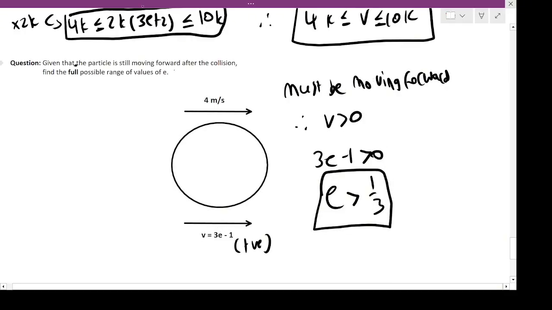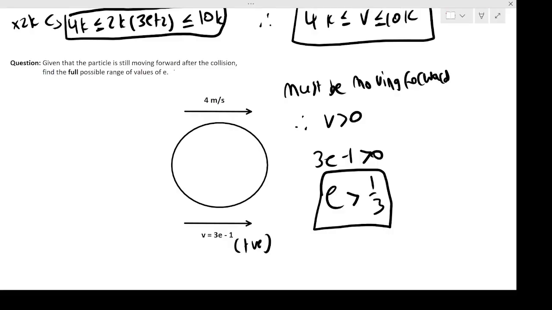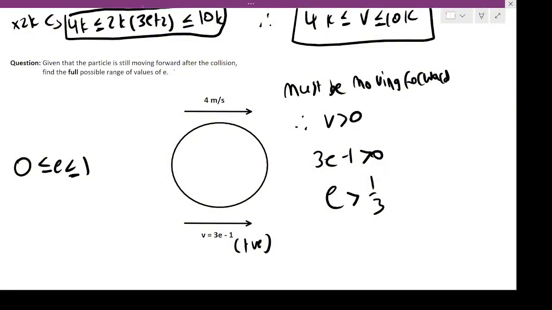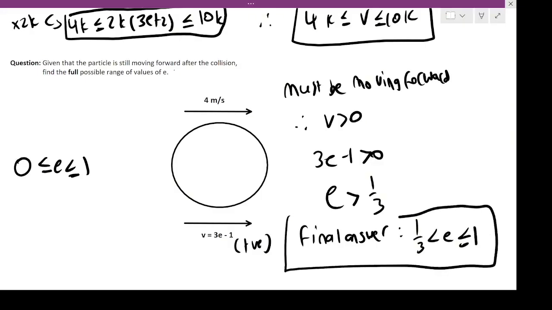Now, notice I've written in bold the full possible range of values. Remember, E is also always between 0 and 1. So examiners will expect you to tighten this inequality to make it better. We can do better than just saying a third. So my final answer, if I incorporate it being between 0 and 1, well, if E has to be greater than a third, so it's going to be between a third and 1, like this. Okay, and that is my final answer for the full possible range of values. Okay, E cannot be above 1 and it cannot be less than a third.